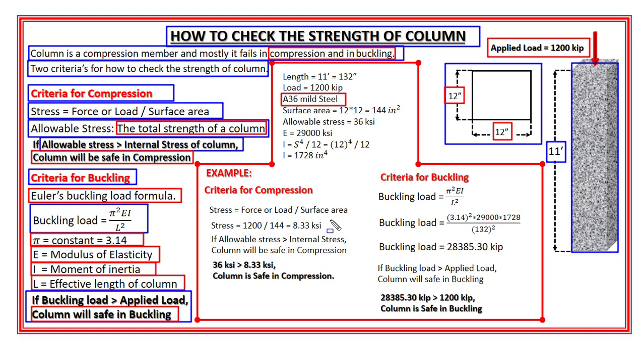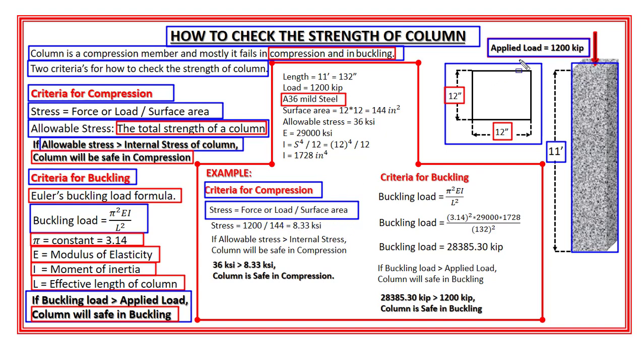Now let's find out whether this column will be able to safely resist the load of 1200 kN or not. And for that I have two criteria, right? So the first criteria is for the compression. And as I have told you, the formula for the first criteria of compression is stress is equal to load divided by surface area.